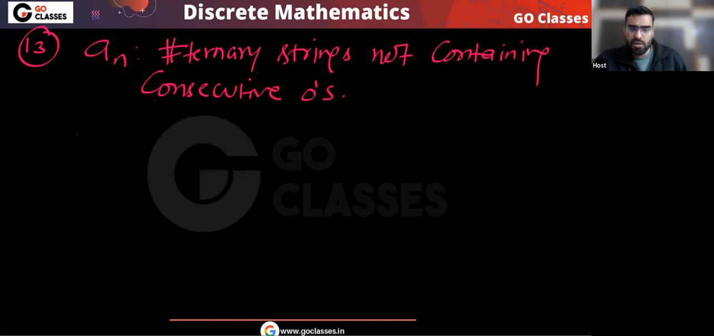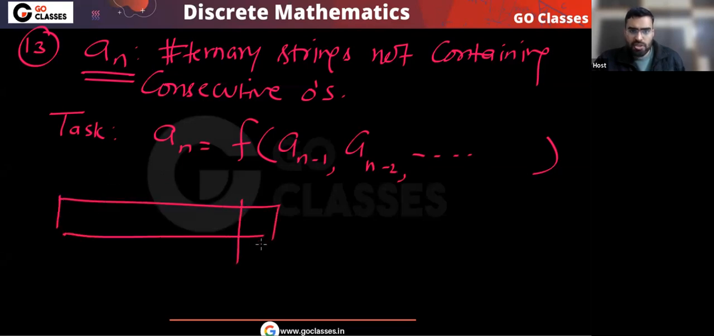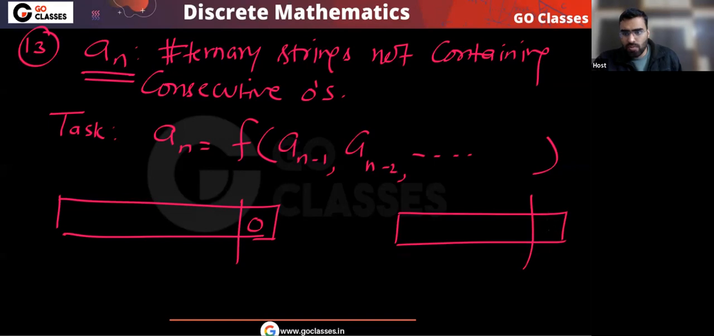So here you can notice, how to find this a_n? Remember, our task is to find a_n in terms of a_{n-1}, a_{n-2} and so on. Here there are two cases possible. Either the last is 0, or the last is either 1 or 2.